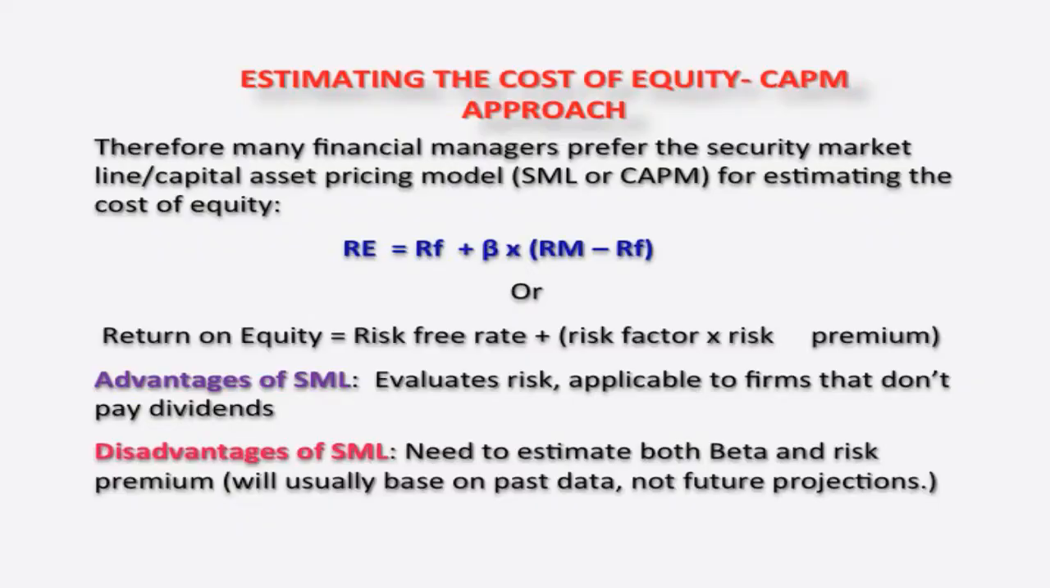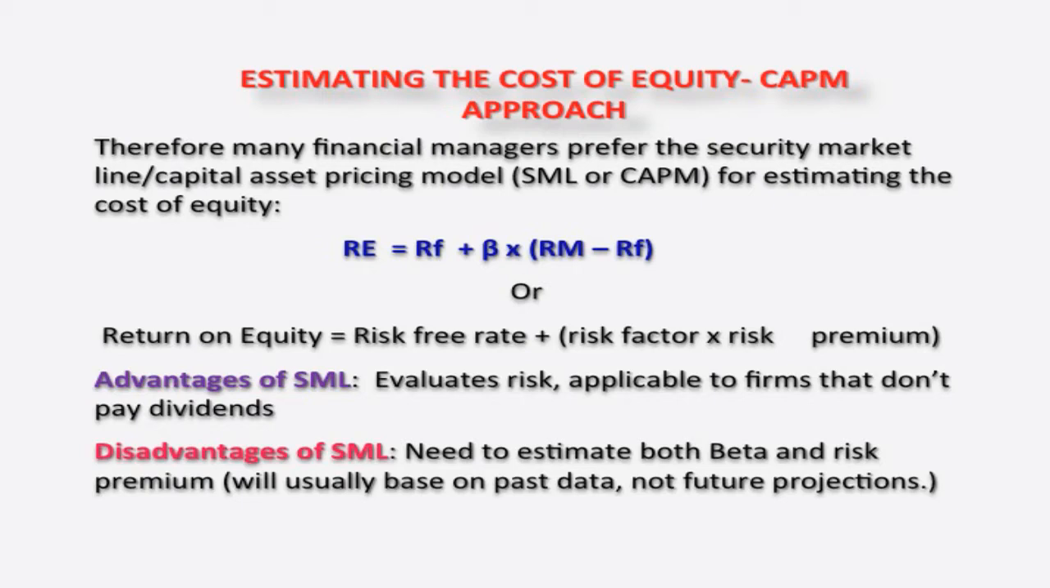Then estimating cost of equity with another model, because the DDM model and earnings model have certain setbacks when we are considering a firm's concrete growth and do not pay dividends at all, or only irregularly. Growth rates may also be hard to estimate. In this connection, we go for an investment pattern with market risk. For that purpose, the model is called the CAPM model, capital asset pricing model. So, therefore, many financial managers prefer the security market line, SML, or CAPM model for estimating the cost of equity.